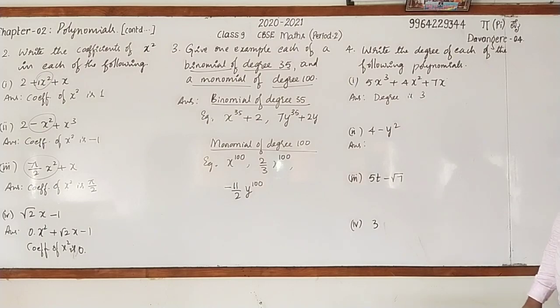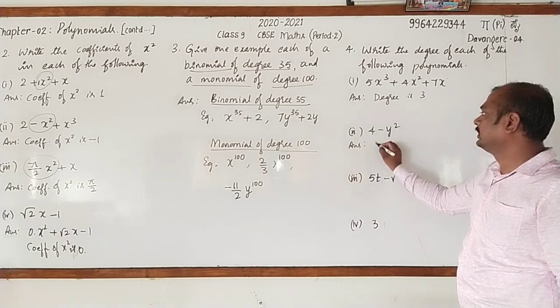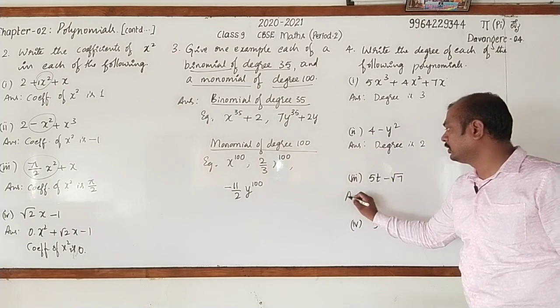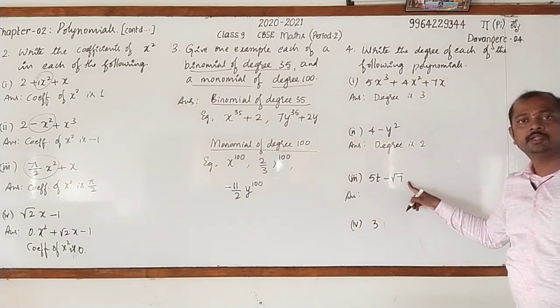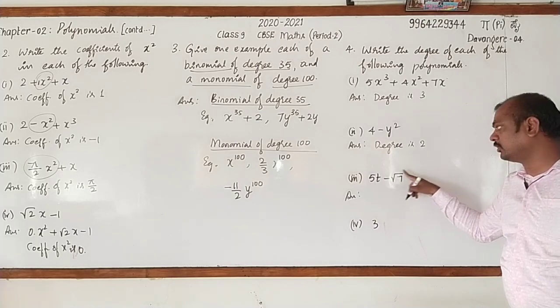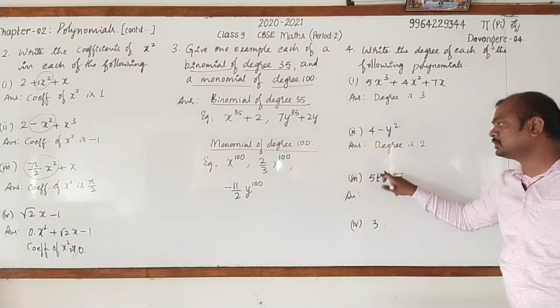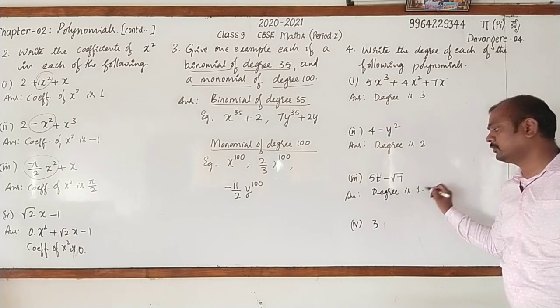Next one. What is the degree of the second polynomial? 4 minus y square. There is only one variable y and its power is 2. That is the highest. Hence, degree is 2. What about in this case? 5t minus root 7 into t raised to the power 0. t raised to the power 1, t raised to the power 0. Highest power is 1. Therefore, degree is 1.